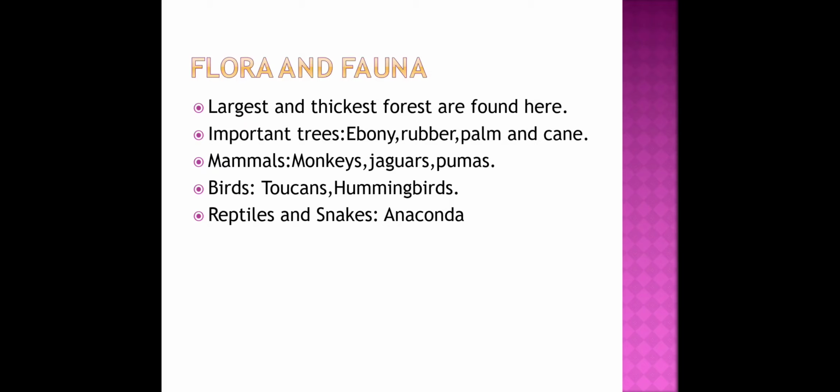So, I have given you names of some of the important trees and some of the important animals which are found in the Amazon basin. Now, I am going to tell you about the people and their economic activities: what type of people live here, what do they do for their daily living, what is their basic occupation, what do they eat. All these basic questions related to the people we will be discussing.